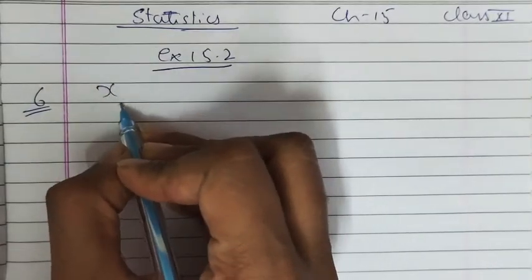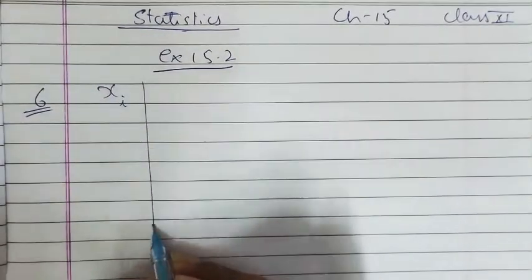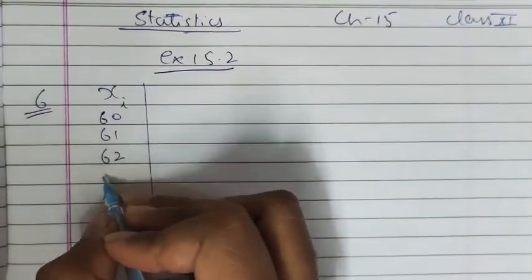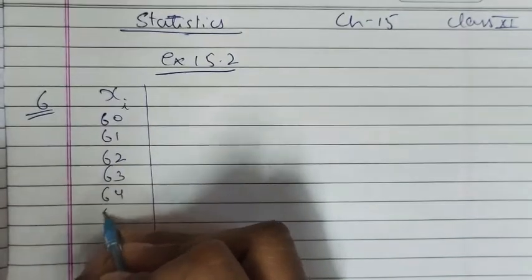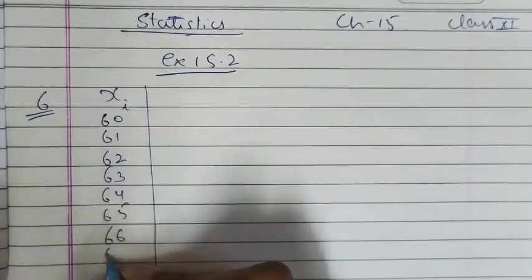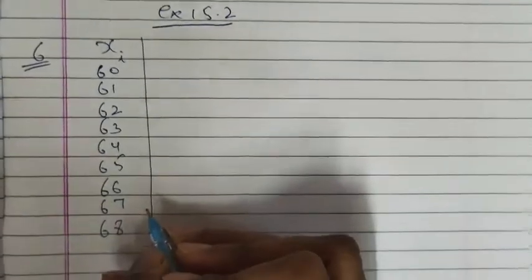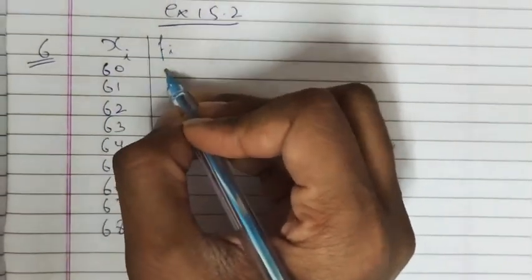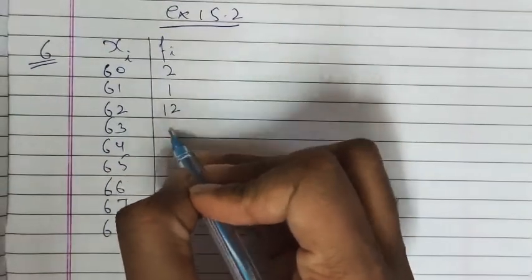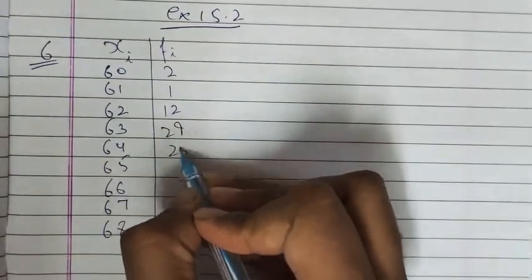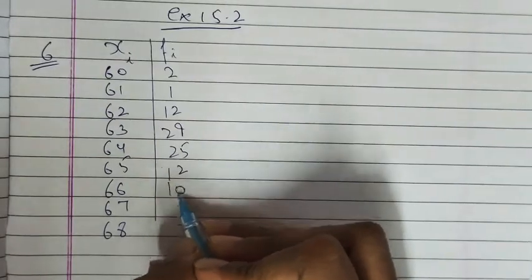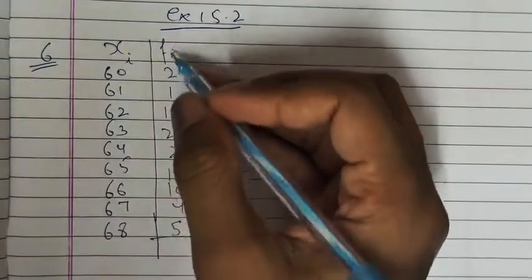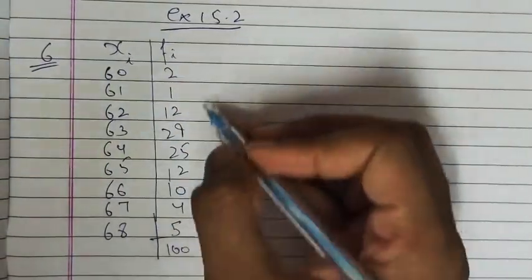So make certain number of columns. The first column should be of xi. So 60, 61, 62, 63, 64, 65, 66, 67, 68, right? Next column should be of fi: 2, 1, 12, 29, 25, 12, 10, 4, 5, right? So total of all this will be 100.